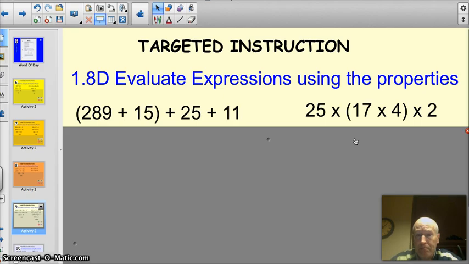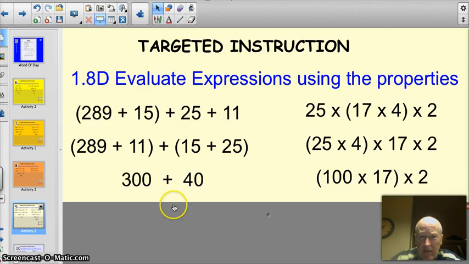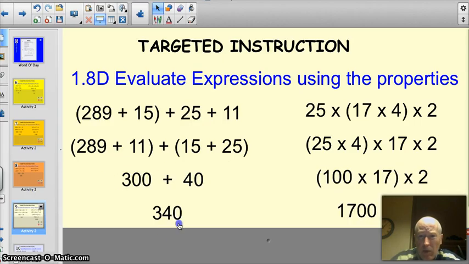Go ahead. All right, well, in this expression, I see 15 and 25, and I would rather work with those because the 5s are compatible. They add up to a 10, and the 11 and 289. So in this first one here, I commuted. I moved the number over here to make it easier to add this 289 and 11 and 15 and 25. And when I do that, I can very easily see that that's 340.